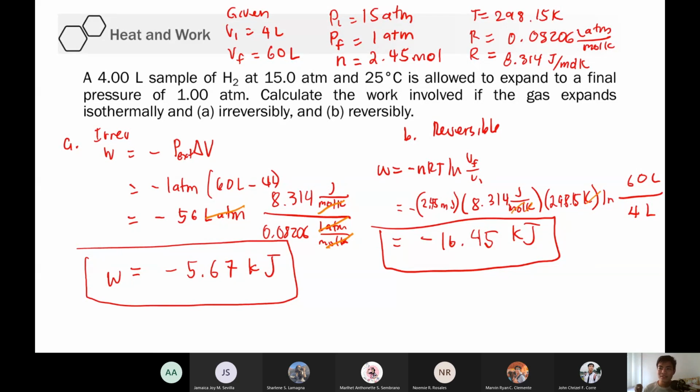So, again, consistent yung ating answer with the graphical interpretation of the work. Sabi natin, if that is an expansion process, the work reversible is greater than the work irreversible, because we are getting the area under the curve for the reversible work. Okay. Expansion yan. Okay, so ganun lang, no?